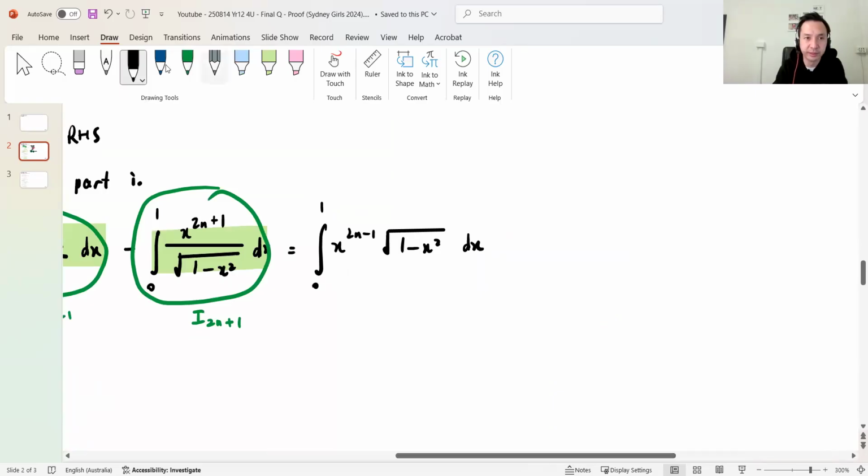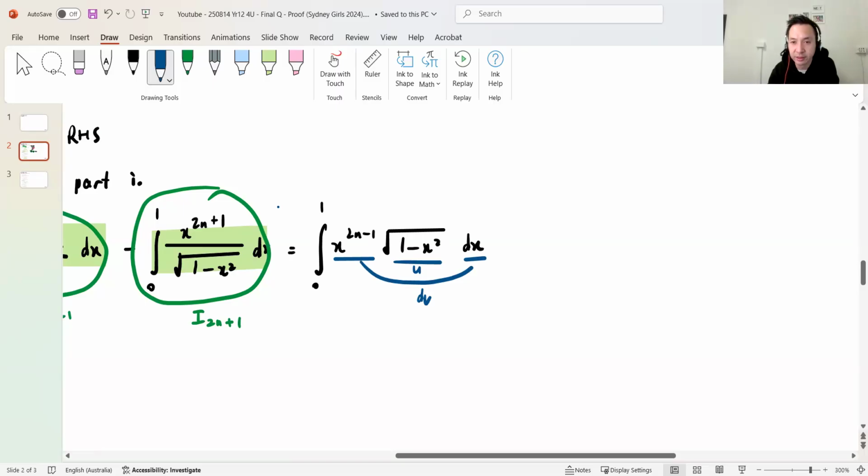Integration by parts, right? So let's see. Now, by parts basically says I want to let dv be the thing that I can integrate quite easily. So it feels like maybe this times this is dv, and maybe let this be u. All right, let's check that.